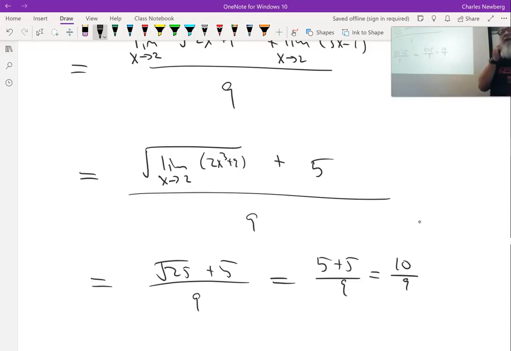Questions on that example? I'll give you a chance to get caught back up. We've got a couple more examples out of this section.